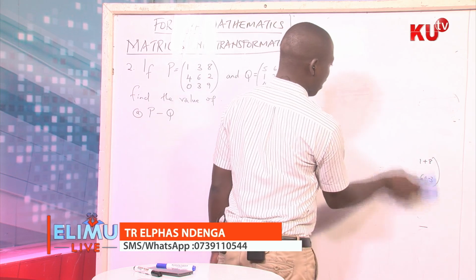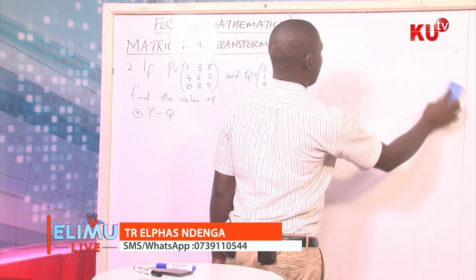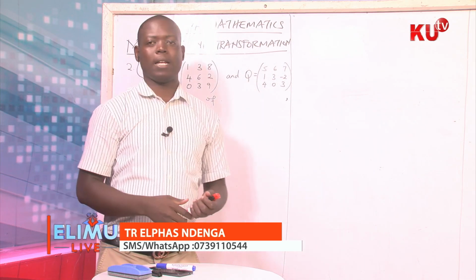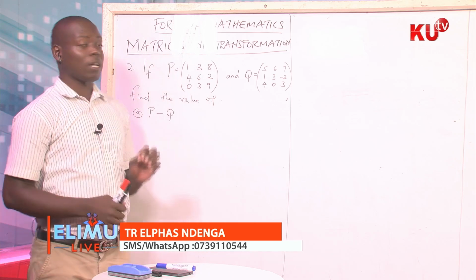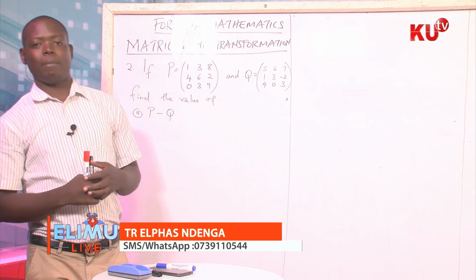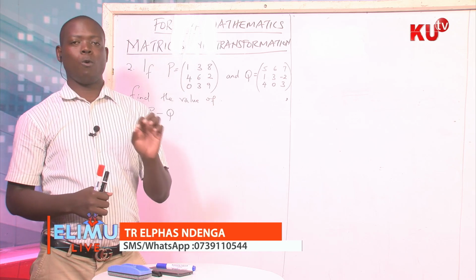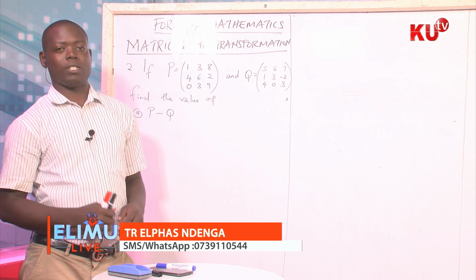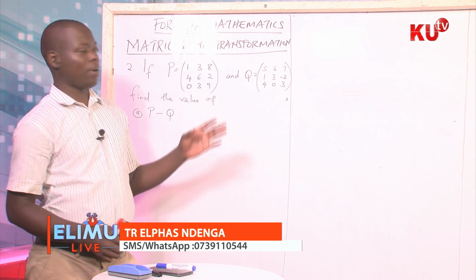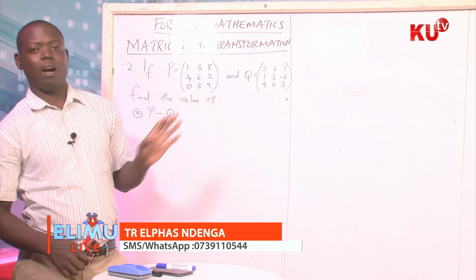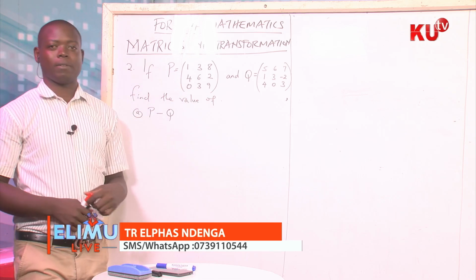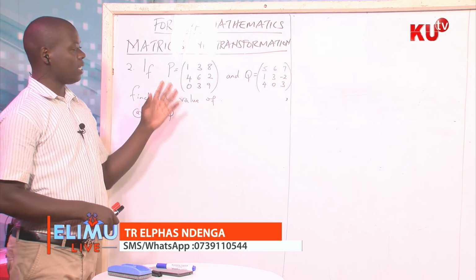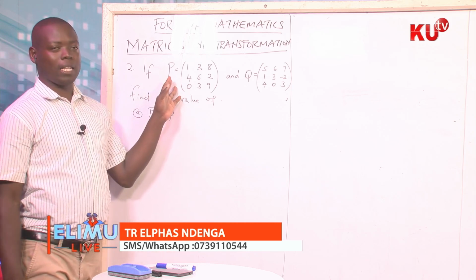Students, again, I will refer you to our initial starting point of our lesson when we said that you only add or subtract matrices that are of the same order. Who will help us identify the order of matrix P? Yes, the order of matrix P is 3 by 3.